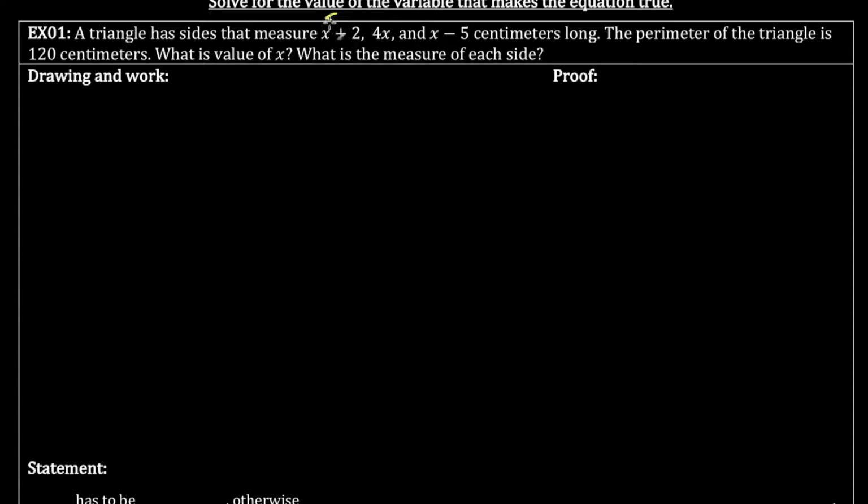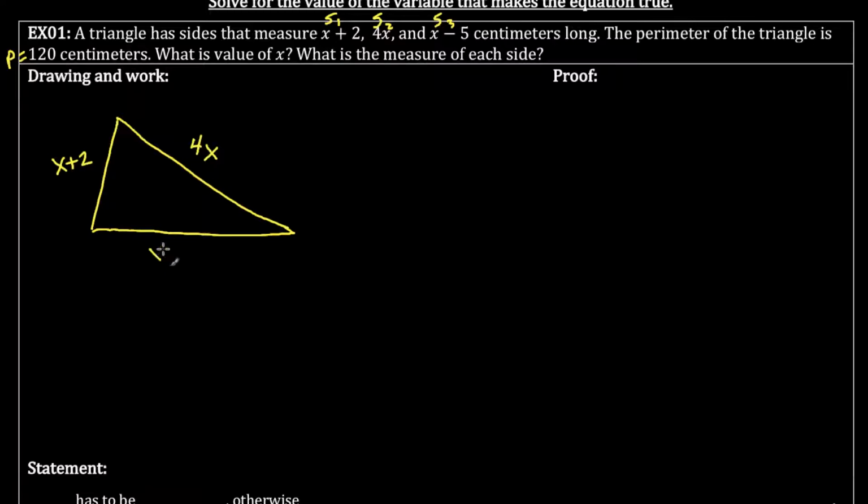Well, we know that we can label this one side 1, this is side 2, and this is side 3. We know that we have the sides, and we also have a perimeter. So first thing we should do is let's draw a triangle. We don't know exactly how it's going to look, and this isn't exactly a triangle because there's a curve here, but whatever. You get the point. So let's just put x plus 2 here because we don't know where it goes, 4x here, and x minus 5 here. This is not going to look right, but it'll work.